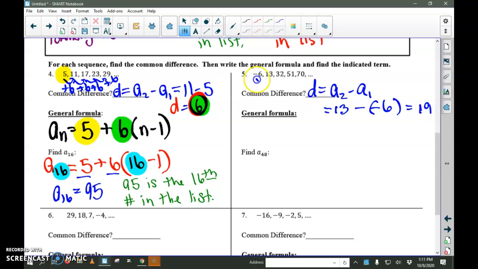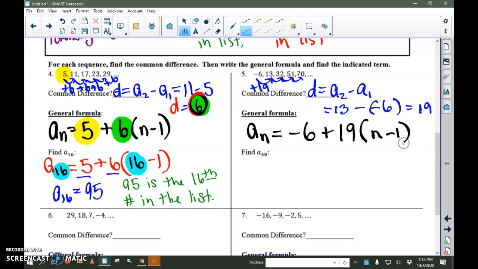And so again, you would just want to check, and you can check with your calculator, if I add 19 each time, am I going to get that next number in the list? And the answer is yes. I will confirm it for you. Plus 19 each time will get me to the next number in the list. So now my general formula is going to be a sub n equals a sub 1, the first number in my list, which was negative 6, plus my common difference, which was 19, parentheses n minus 1.